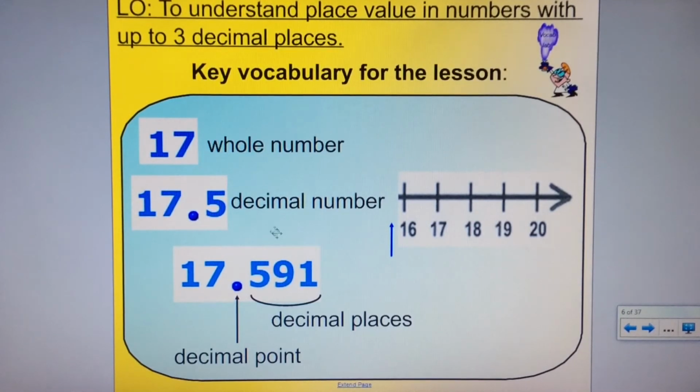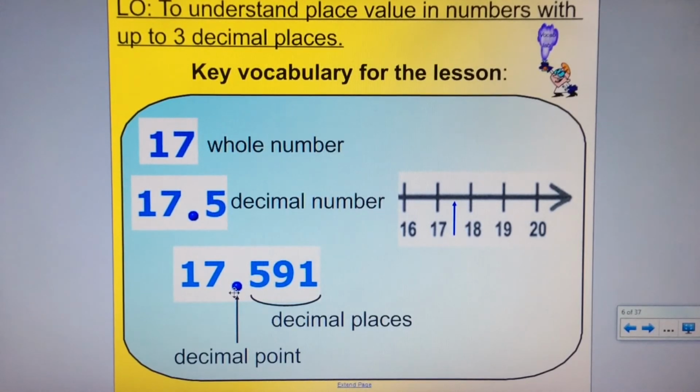If we put 17.5 on our number line, we can see that it is between 17 and 18, exactly halfway between. So the dot we have between a whole number and the decimal part of the number is called a decimal point. The digits that come after the decimal point are in a decimal place. We can see that this number here has 1 decimal place because it's got 1 digit after the decimal point, whereas this number has 3 decimal places. It's got 3 digits after the decimal point.